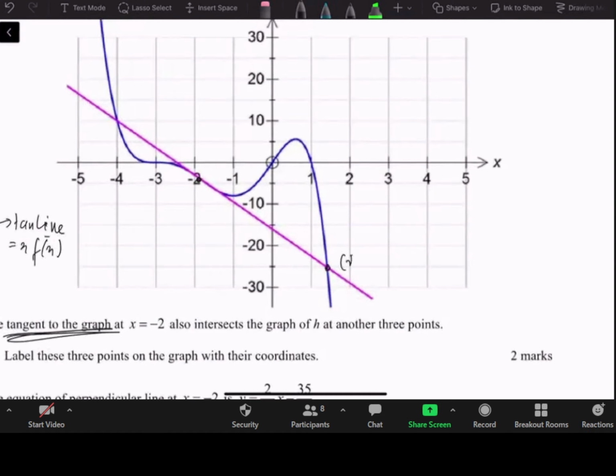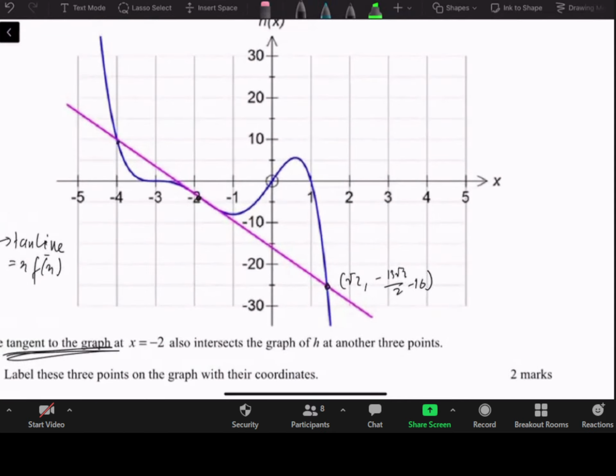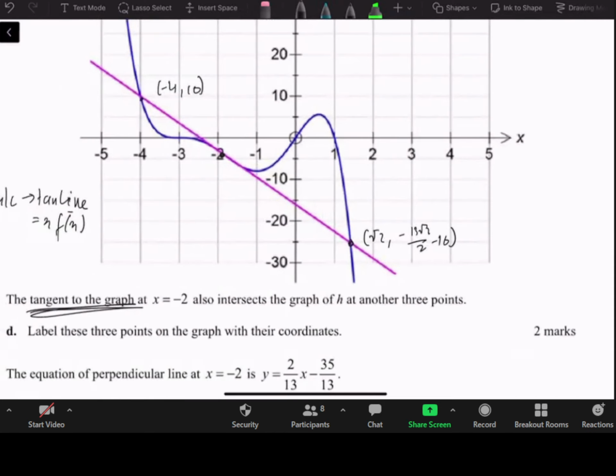And you would get the points. So it would be here, root 2, minus 13 root 2 on 2 minus 16. You would get this one, which is 4 and 10, and you would also get here, which is, sorry, it's not that one. It's actually not the point where it's tangent. It's another point, it kind of looks like the same place, but it's not. Negative root 2, 13 root 2 on 2, minus 16.